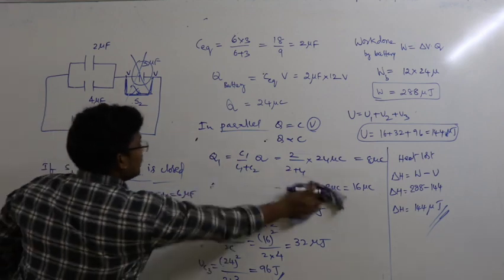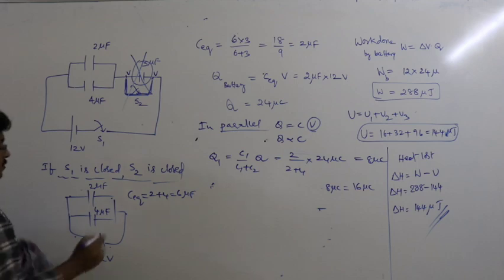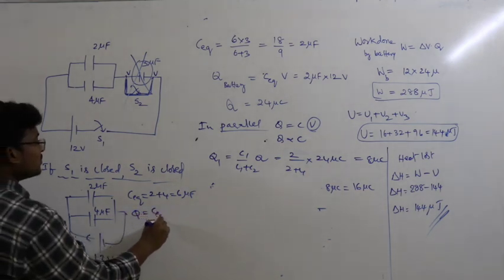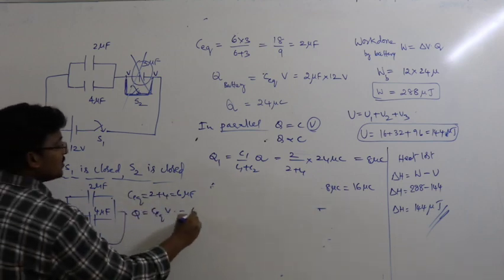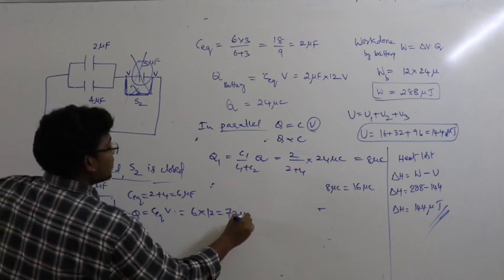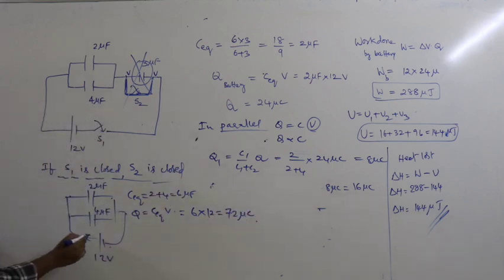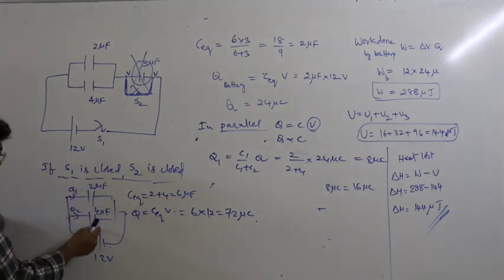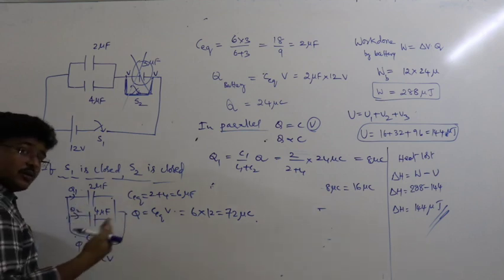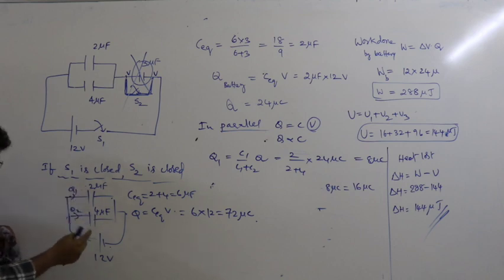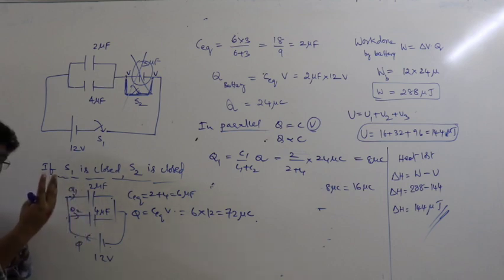6 microfarad. Now what is the charge drawn from the battery? Q is equal to C equivalent times V. C equivalent is 6 and the battery is 12, so 6 times 12 is 72 microcoulombs. Now this 72 microcoulombs splits into Q1 and Q2. As it is parallel, the voltage is the same, so the charge will be distributed in the ratio of their capacitances: 2:4 means 1:2, totally 3 parts.